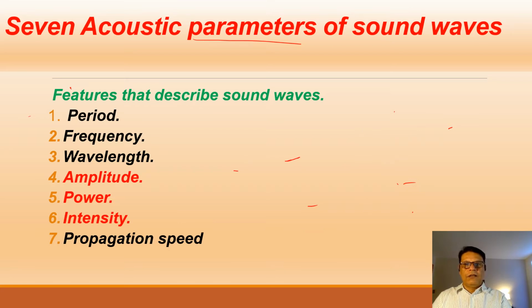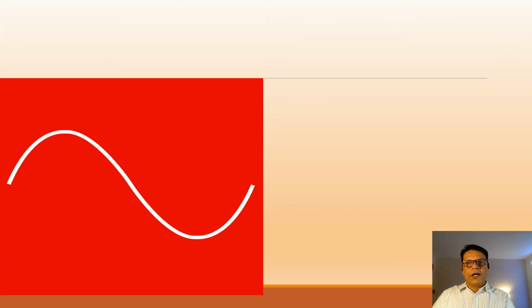So these are the seven parameters of ultrasound waves. To memorize these parameters, you will have to switch to our favorite cycle. Time to complete one cycle is called time period.